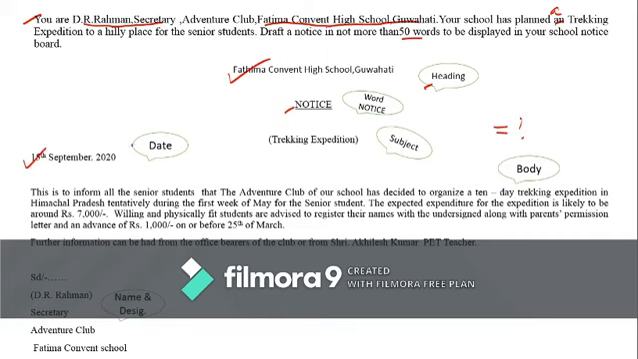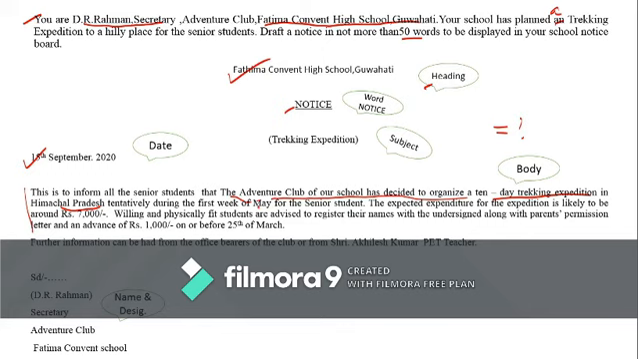On 15th of September 2020, you are writing the notice. So this is the date. Then this content part. For example, this is to inform. Since you are going to inform the senior students of the school, this is to inform all the senior students. What are you going to inform? The Adventure Club of our school has decided to organize a 10-day trekking expedition in Himachal Pradesh, tentatively during the first week of May.